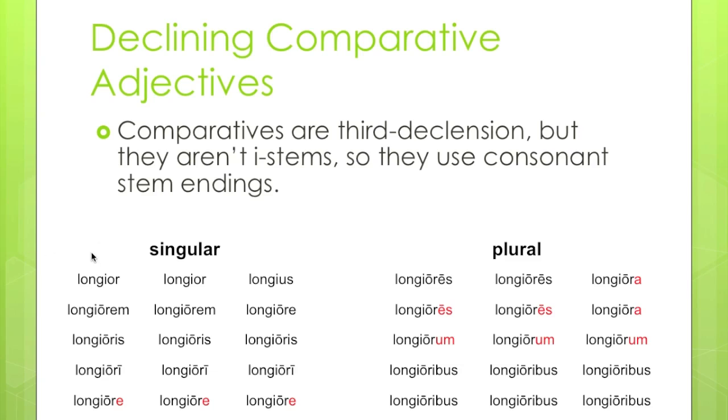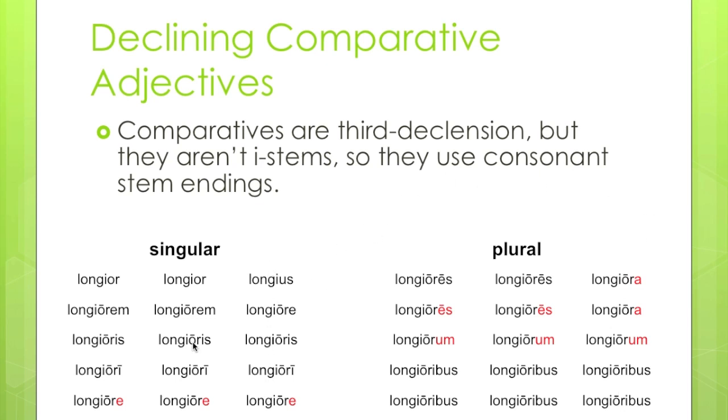Here's an example of the word longior declined all the way out, and it's, by the way, also declined in your book, so you can see it there as well. These are the masculine and feminine forms. They are, as usual, the same. Usually in the third declension, masculine and feminine forms are exactly the same, and they're also the same in the plural. These are the neuter forms, which are pretty similar but have a few differences.